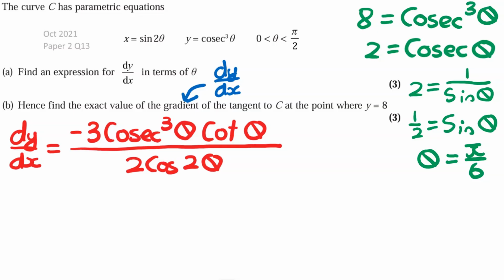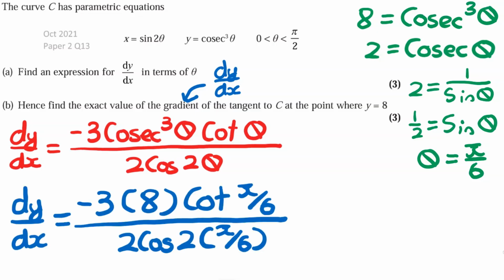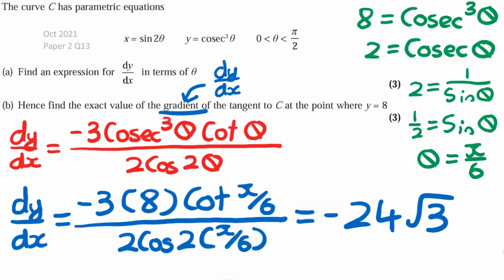So theta is equal to pi over 6, so that means what we're just going to do is sub in theta is equal to pi over 6 into this equation here. So it's going to be minus 3, and then this cosec to the power of 3 theta. You could sub in theta here, but we know that cosec to the power of 3 theta is equal to 8. So I've just replaced this cosec to the power of 3 theta with 8 here, and then cot of theta, so cot of pi over 6 over 2 cos 2 of this pi over 6 in. If you put this into your calculator, you get out a value of minus 24 root 3. So this is the answer. This is the value of the gradient at the point where y is equal to 8.